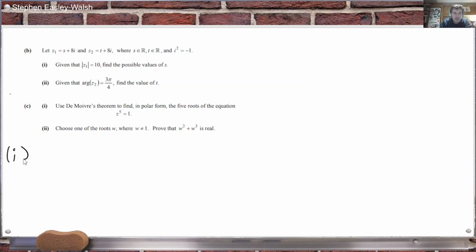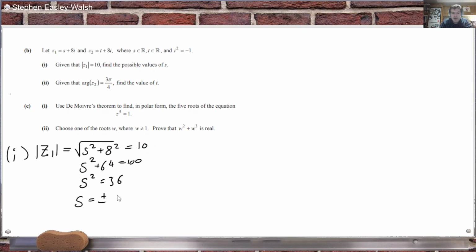Okay, so the modulus of Z1 will be the square root of S squared plus 8 squared. That should equal 10. So if you square everything, that's S squared plus 64 should equal 100. So that means S squared equals 36, which means S equals plus or minus 6.